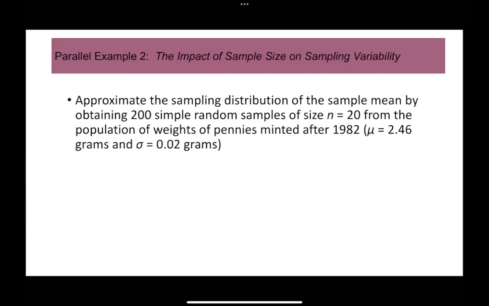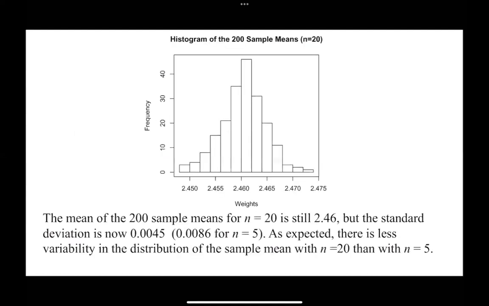So let's take a look. We're gonna get some bigger samples and we're gonna see what happens. So we're gonna approximate the sampling distribution of the sample mean. We're gonna take 200 simple random samples of size n equals 20. The mean of our population is 2.46 and our standard deviation is 0.02 grams. Let's take a look. So this is with sample sizes 20.